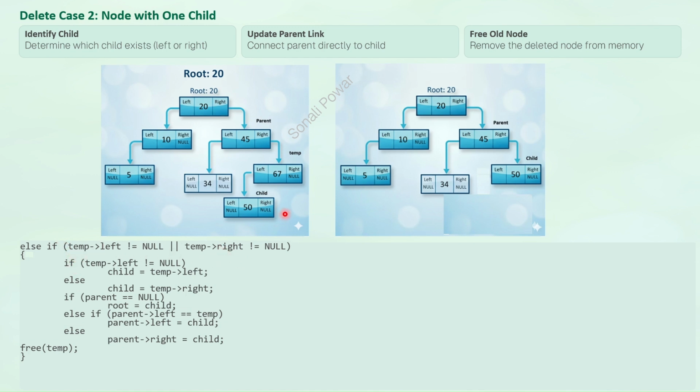After that, the next thing is you have to set this child pointer. If temp left not equal to null, it means temp has a left child. Child will be left of the temp. It means child is present on the left side. Otherwise, I will say that child is right of the temp, meaning temp points to right. Like that you can set the child pointer.